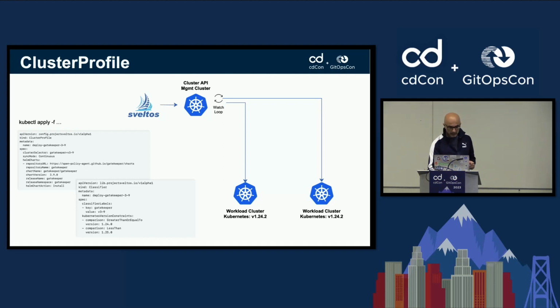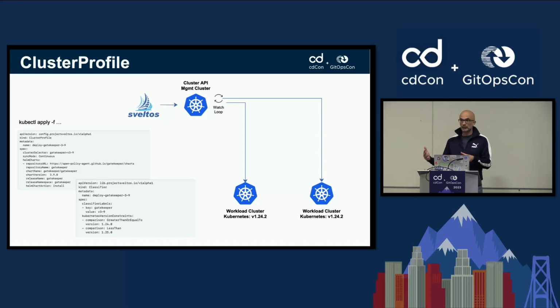This CRD is called a classifier, and the classifier has a constraint section. In this case, the constraint section is simply based on the Kubernetes version. It's saying that if the Kubernetes version is greater than or equal to 1.24 and less than 1.25, it's a match for this classifier. And if it's a match, we are asking Sveltos to add this label here, gatekeeper v39, on the cluster. So far we were managing the cluster labels ourselves.